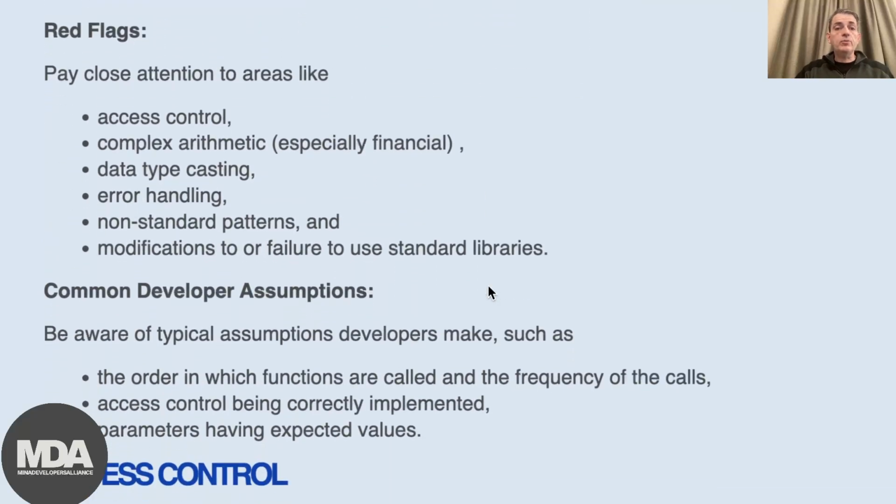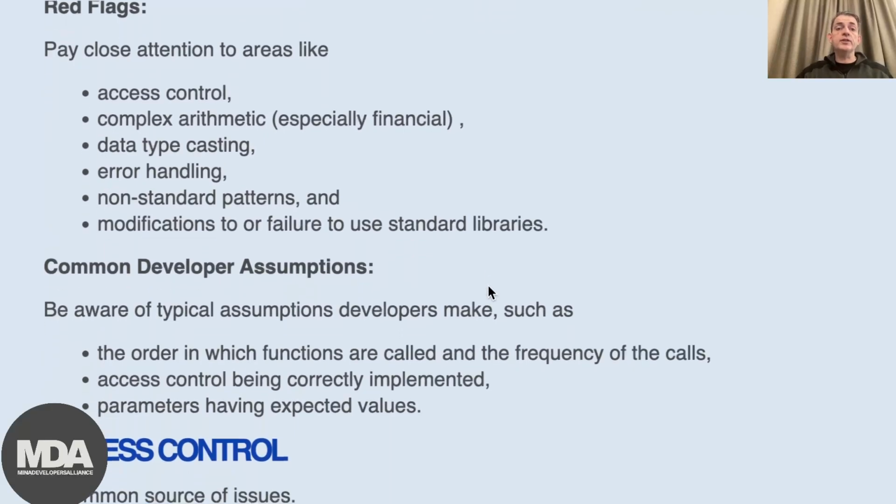Some areas you may want to pay particular attention to are things like access control, complex arithmetic, especially if that's financial, and handling of data types. If you're casting between data types, is there a possibility that you can get truncation? What about error handling? Is that being done correctly? Are we allowing for all the errors that could happen? Are there non-standard patterns being used by the developers? And have the developers modified or failed to use standard libraries?